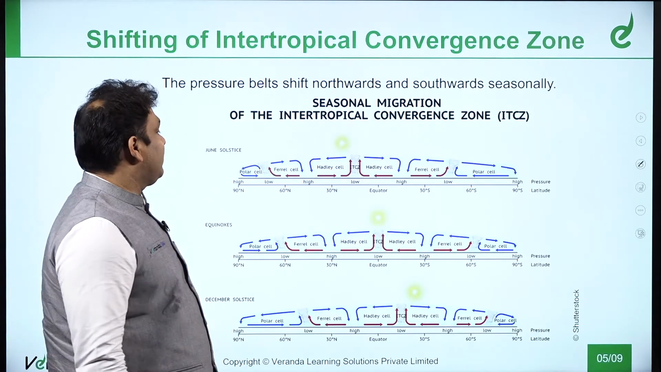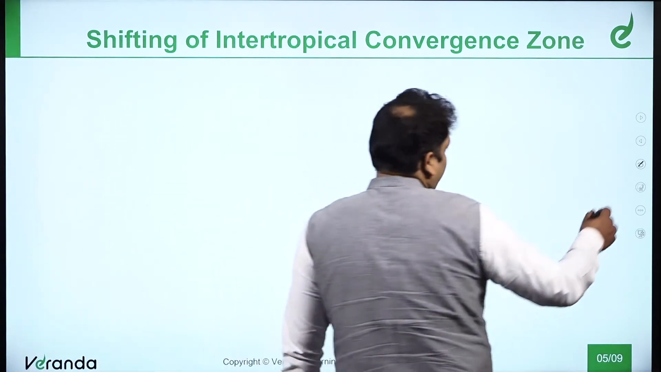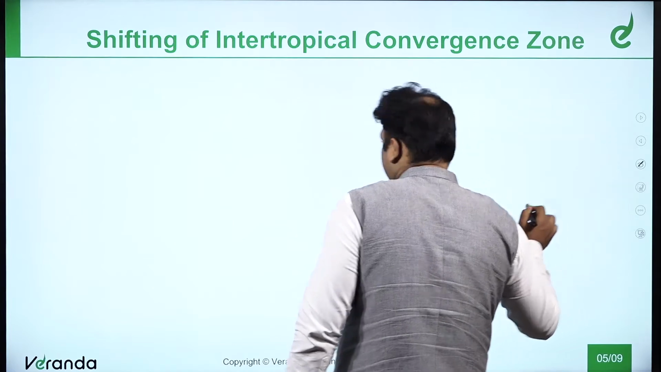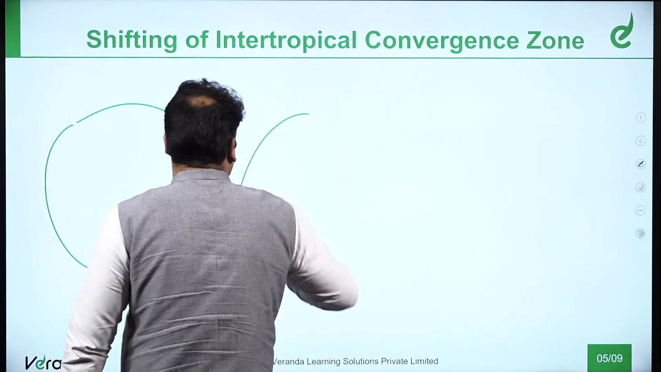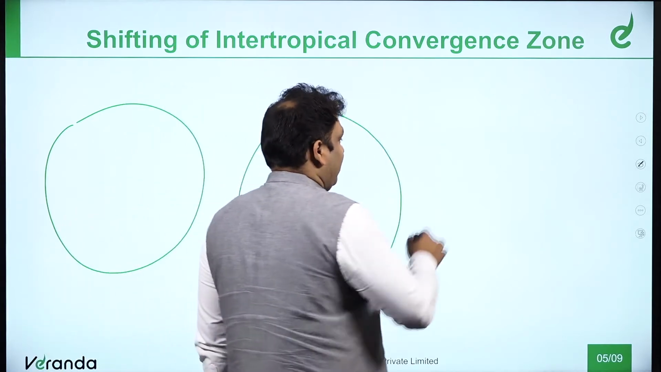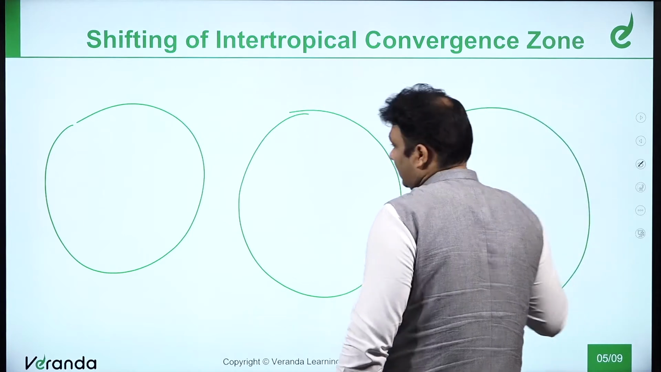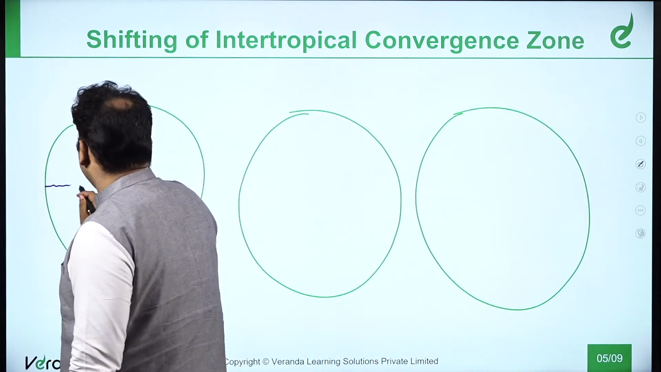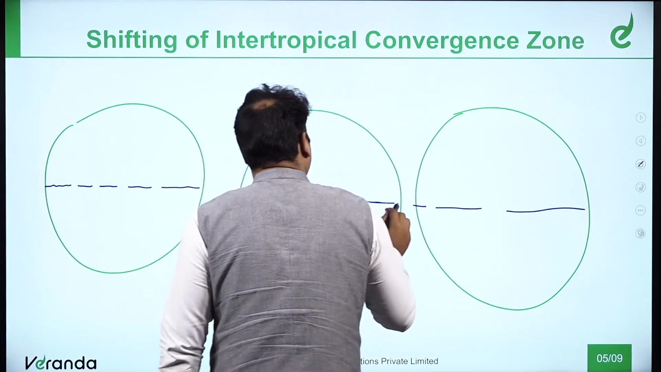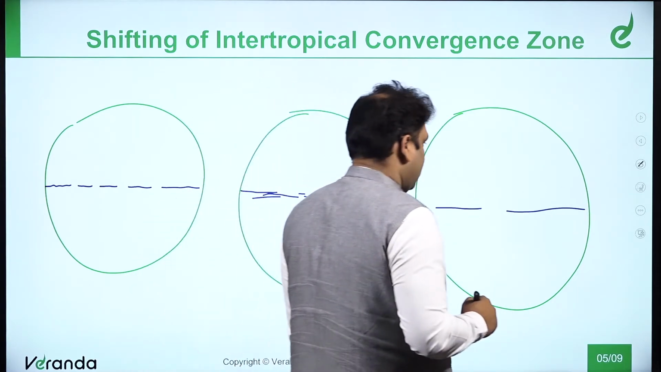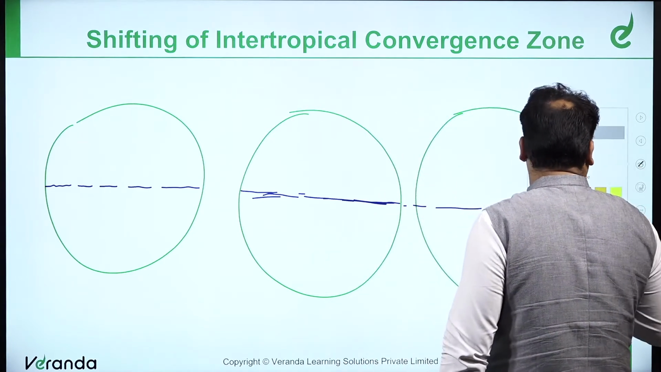Now let's see the shifting here. So this diagram I will explain more clearly. So I will be taking 3 earths almost on the same plane. So you will get an idea of the movement of the ITCZ. So I will be taking the same reference lines here. So the equator, this is the equator, this is the equator, this is the equator, same reference line. And then you have the subtropics.